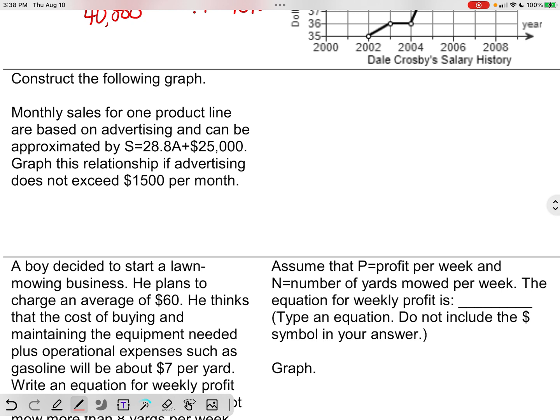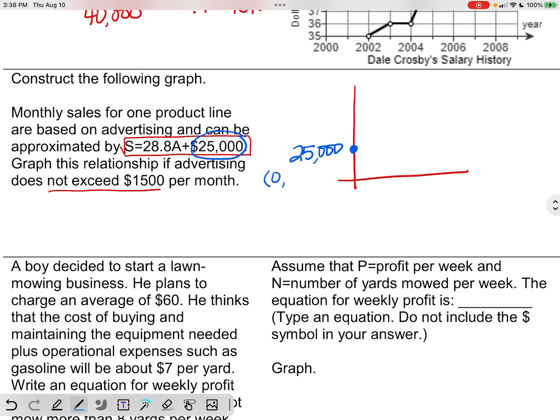Construct the following graph. Monthly sales for one product line are based on advertising and can be approximated by this linear function. I know it's linear because the highest degree is a 1. Graph this relationship if advertising does not exceed 1,500. And this side is going to be where we're starting at. So I want you to look right here. This 25,000 is our slope. So we can simply go like this, and that's going to be where the 25,000 is.